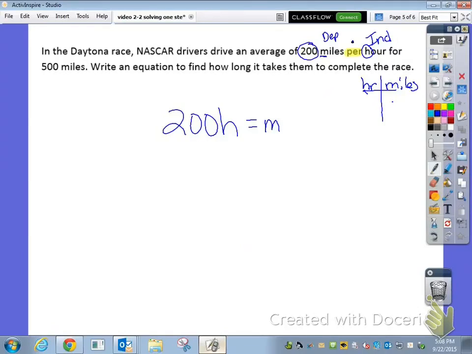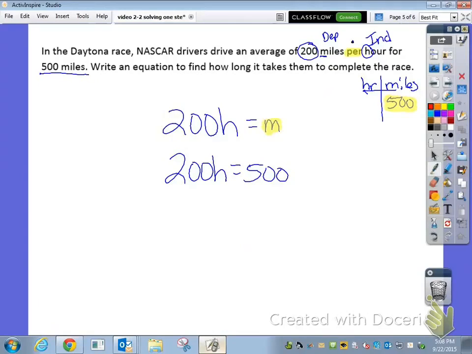Okay. Now, it says for 500 miles. So 500 is going to go on the m side. So it goes in place of the m. Okay. So wherever I see m, I'm going to plug in 500. So 200h equals 500. Now I can solve.